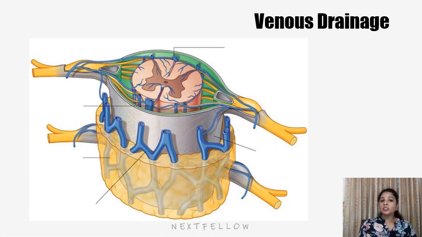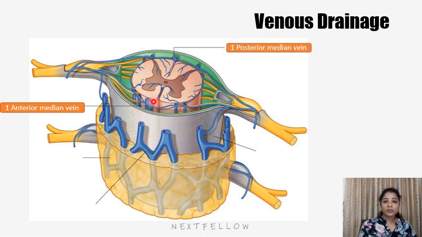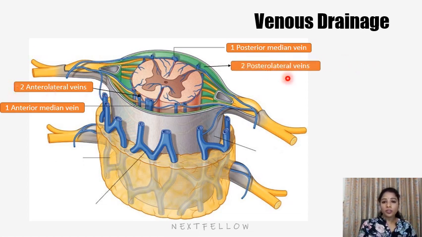Next, the venous drainage. The spinal cord drains into six longitudinal venous channels. So here you can see the anterior median vein, which lies along with the anterior spinal artery. Here is the posterior median vein, and we can see the two anterolateral veins on each side and two posterolateral veins on each side. So it drains into six venous channels, and these veins drain into intervertebral veins.